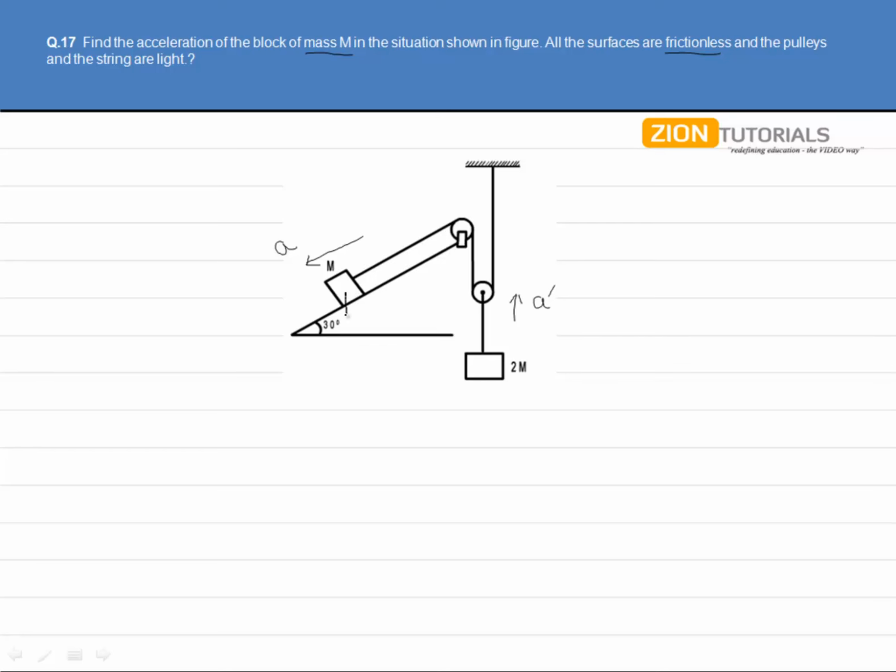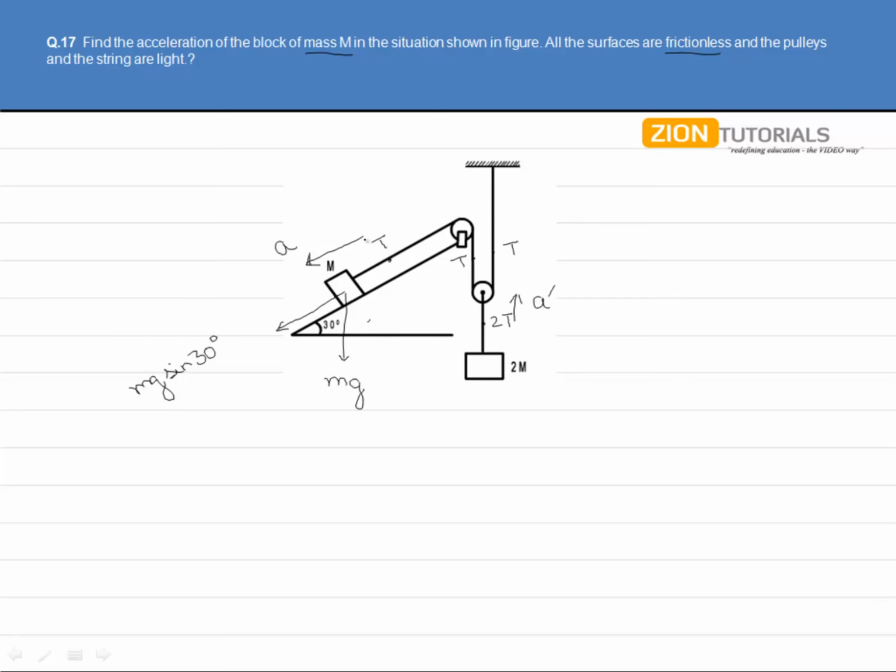Now we can mark an mg force acting in the downward direction, and since we know that the angle of the wedge is 30 degrees, a component mg sine 30 degrees will be acting along the wedge in this direction. Let us assume that the tension in this string is T, so obviously it will be T over here also, and hence a 2T tension is present here. We are not mentioning the normal and the other component of the mg forces, as we need to work only for the acceleration, which will be obviously in the direction of slope of the wedge only.